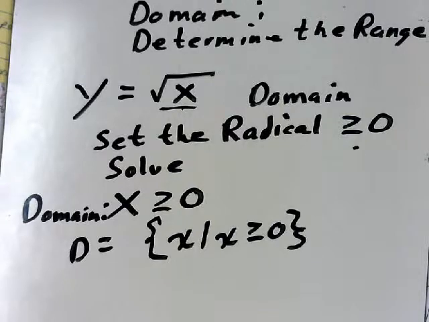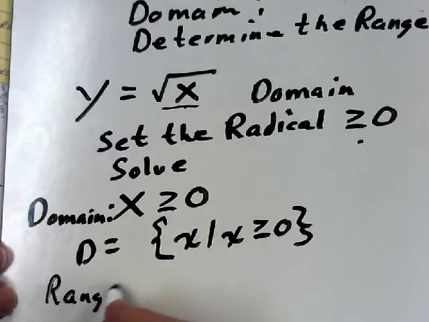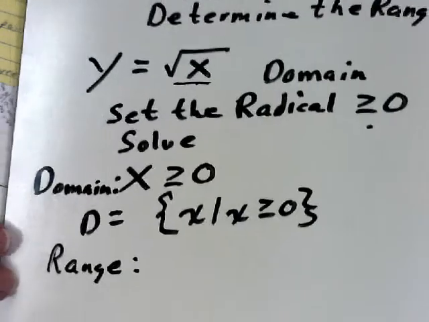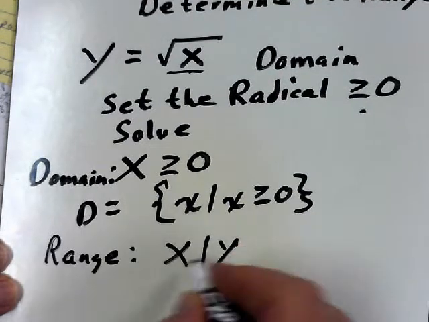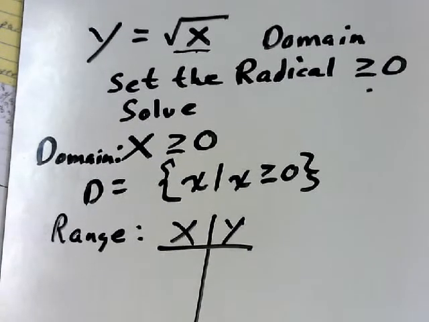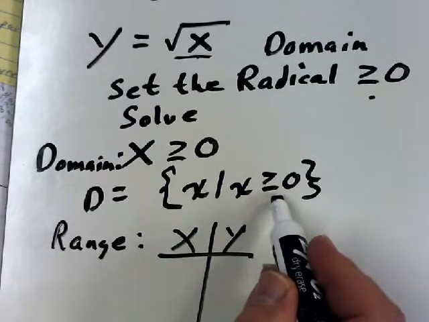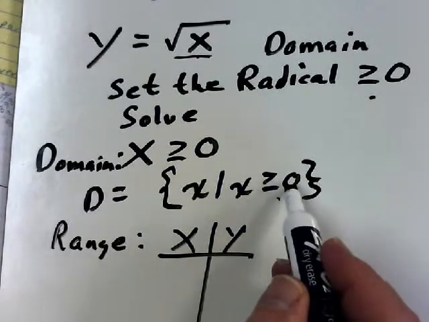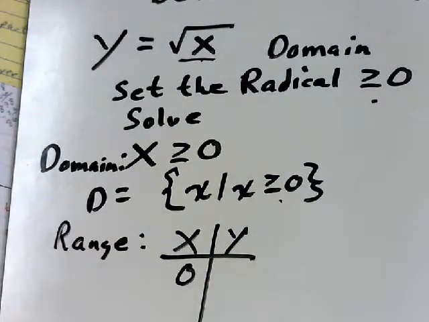Correct? How do I find the range? Same thing, opposite? Nope. To find the range, I set up an x-y table. These are fun. Starting with your domain value that you just found, which means it's a 0. Put a 0 in for the x. What's the square root of 0? 0.